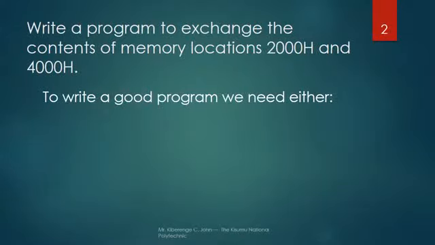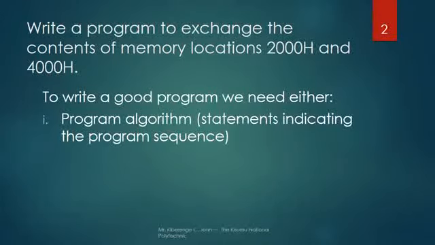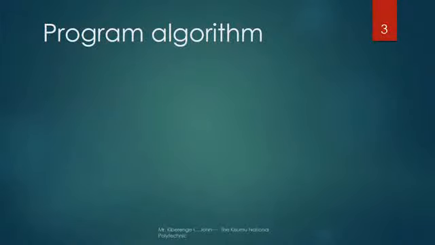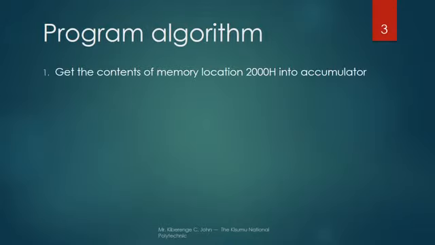So let's look at how to write a program to exchange the contents of two memory locations, found at addresses 2000H and 4000H. As we discussed earlier, in order to write a good program, you either need to write a program algorithm, which are statements that indicate the program sequence, or you can also write a flowchart, which is a diagram that indicates the flow.